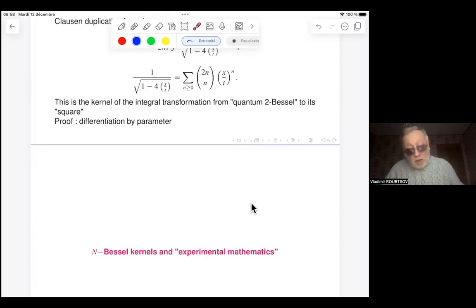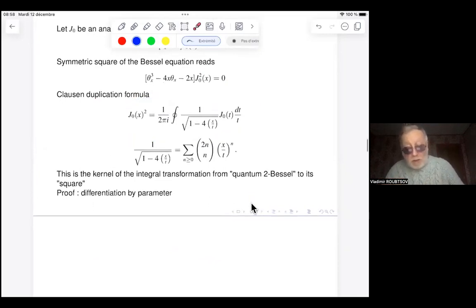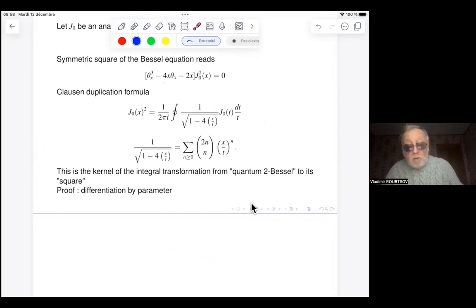You should just differentiate this by the parameter and check that it satisfies the equation. Integration by parts also gives you this answer. It's a very, very beautiful formula, which we will call Clausen's. Now, what happens for any n?